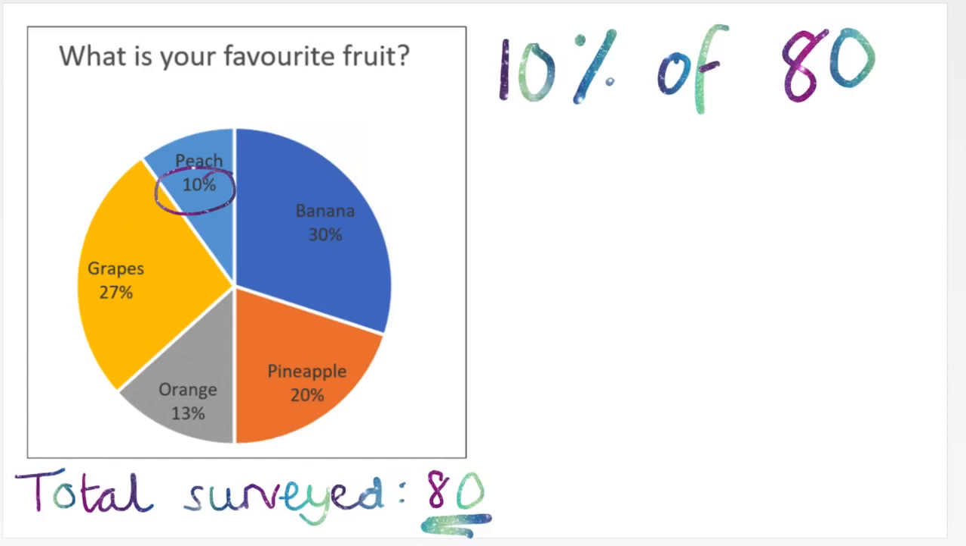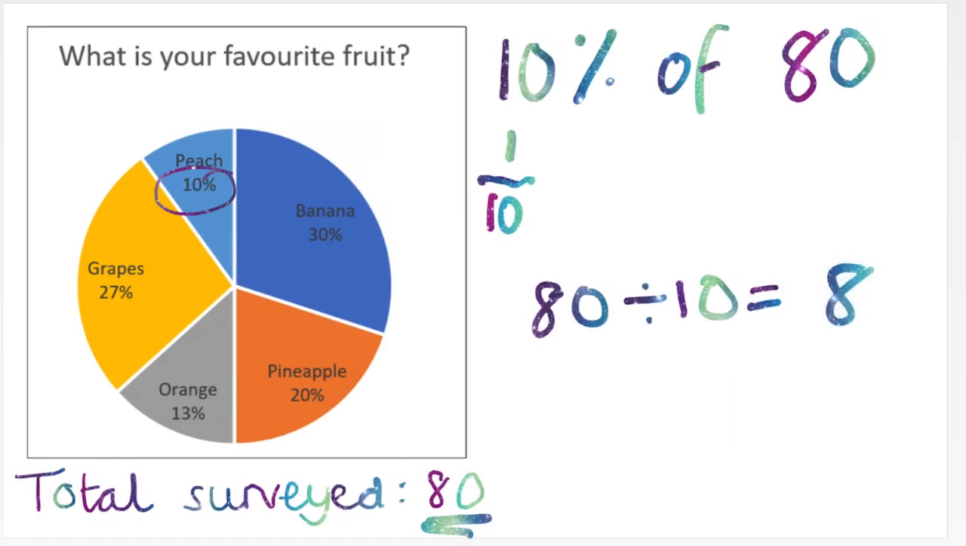Now we know how to find 10%, we were doing it the other day. To find 10%, we're going to divide by 10, okay, because it's the same as 1/10. Okay, that's what that means. So we're going to do 80 divided by 10, which is 8. Well done. So we can say that 8 children prefer peach. It's their favourite fruit.